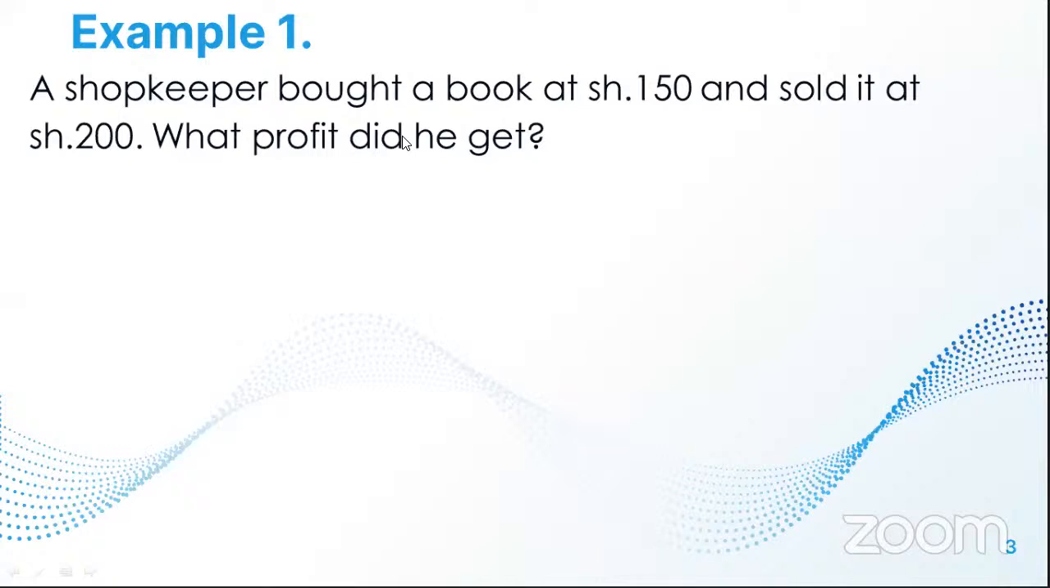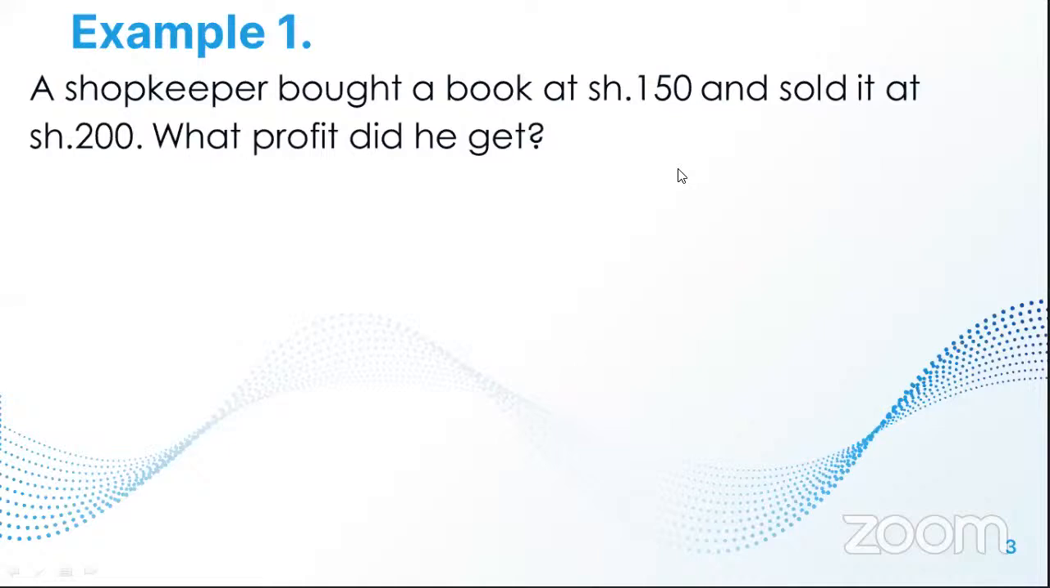Yes, my friend, can you read it? Read. A shopkeeper bought a book at shillings 1,500. That is not 1,500. Look at that amount of money carefully. 150 shillings, and sold it at 200 shillings. Okay. And what did they ask? What profit did he make?